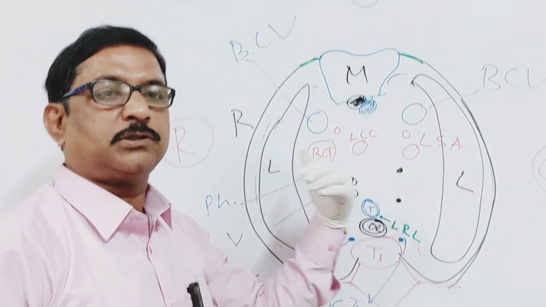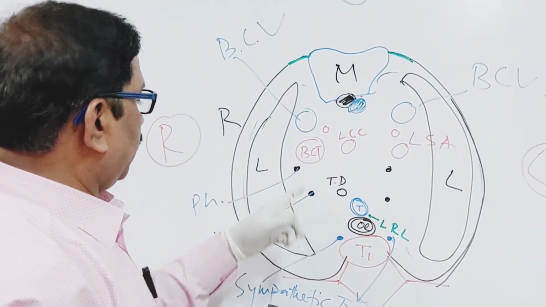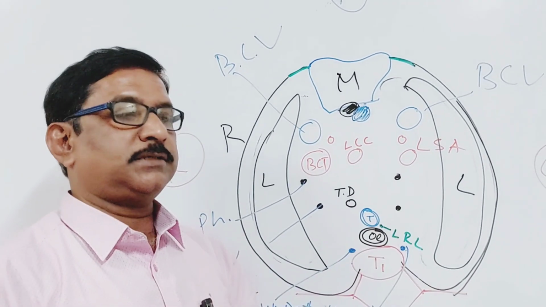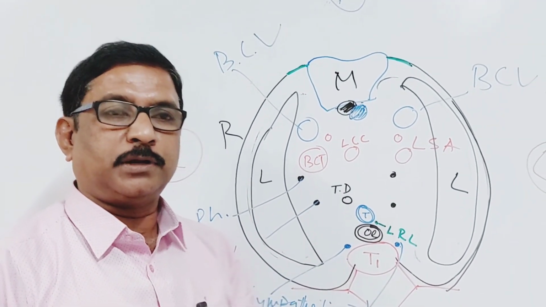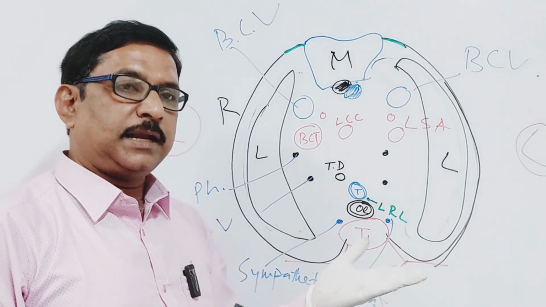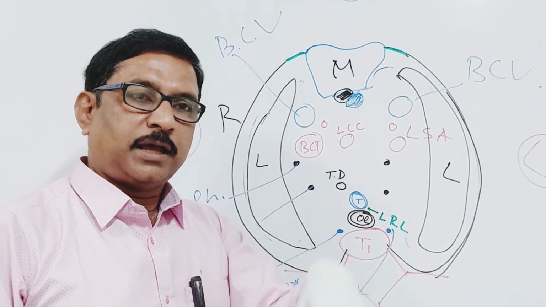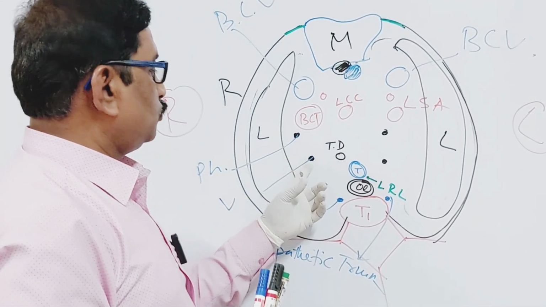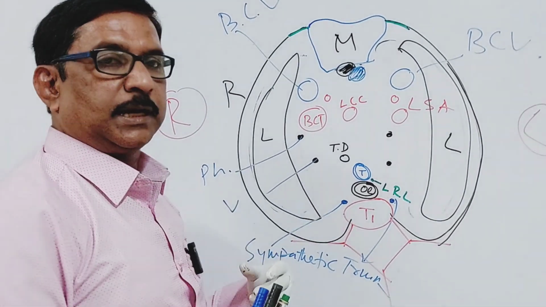So it should cross the thoracic inlet. And also the vagus nerve, it supplies the structures in the thorax as well as in the abdomen. So it should cross the thoracic inlet to enter into the thoracic cavity and then into the abdominal cavity. So that also you will get at this thoracic inlet level.